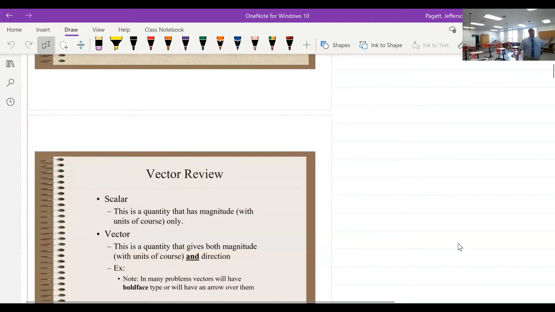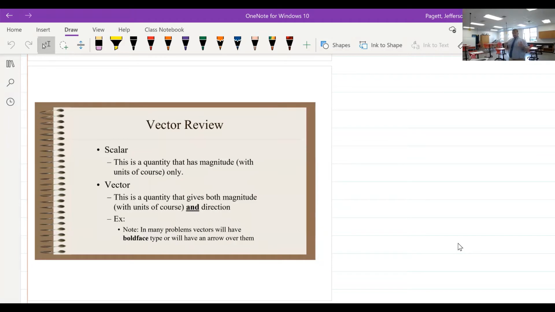So, quick reminder, scalar is a quantity that is magnitude only. Now, another word for magnitude, and I'm going to put this up because I'm going to highlight it, because sometimes people freak out like, well, I can't find magnitude on my reference table. I don't know what it is. Magnitude is just a fancy word for size. It's the size of the quantity.